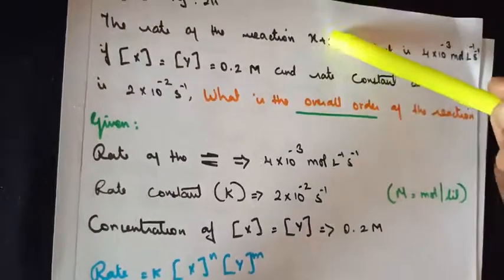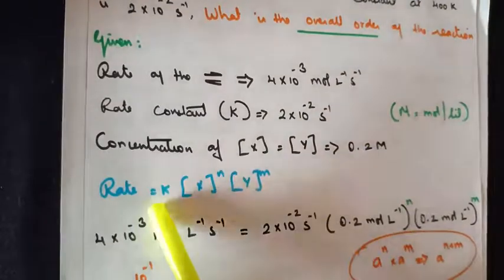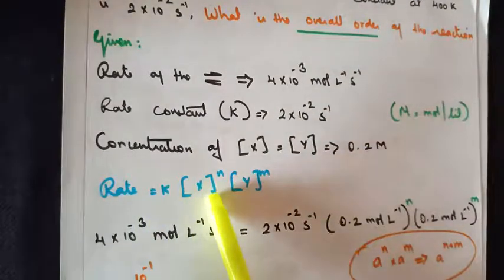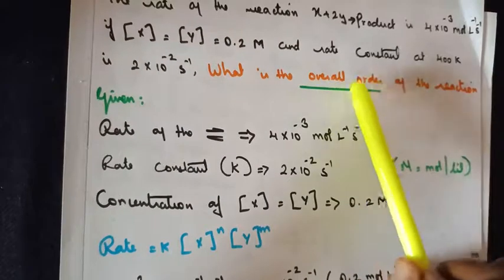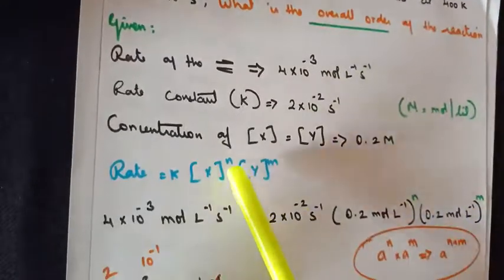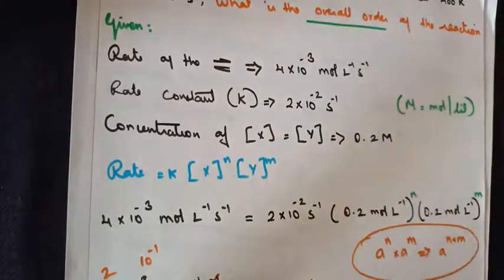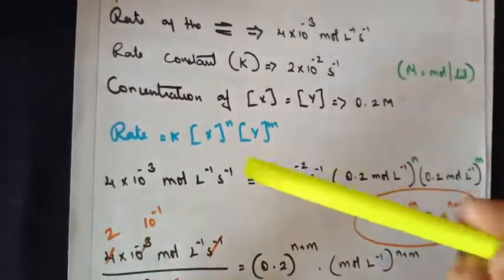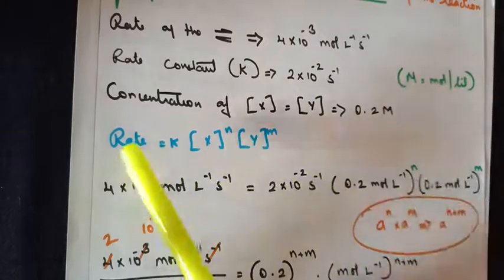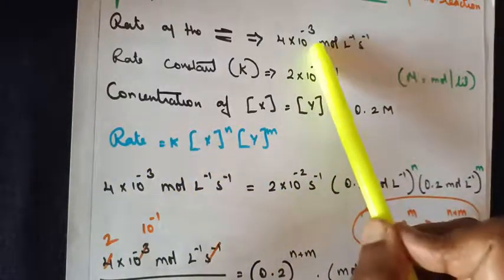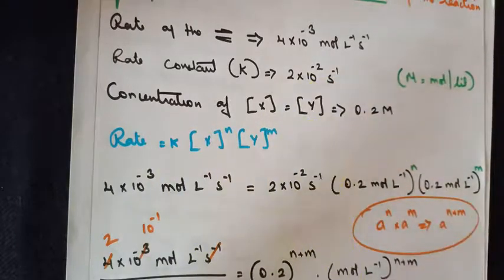Now for this reaction, how shall we write? Rate is equal to K into the concentration of the reactant X and the concentration of the reactant Y. Since we have to calculate the overall order, you write the terms n and m, or m and n, or any other variable you can use here. So I'm writing the formula. In the next line I'm just substituting. In place of rate, I'm substituting the value of rate. In place of K, I'm substituting the value of K.